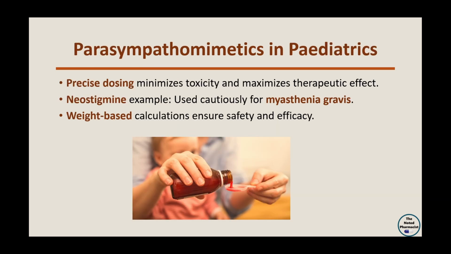When using parasympathomimetics in pediatric patients, precision in dosing is paramount to balance therapeutic benefit against the risk of toxicity. For instance, neostigmine, a cholinesterase inhibitor, requires meticulous titration to treat conditions like myasthenia gravis, ensuring it enhances neuromuscular transmission without causing excessive cholinergic effects. Such careful management underscores the importance of weight-based calculations and close monitoring in this vulnerable population.